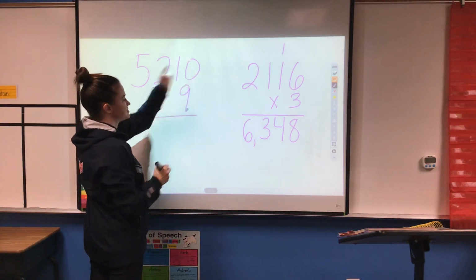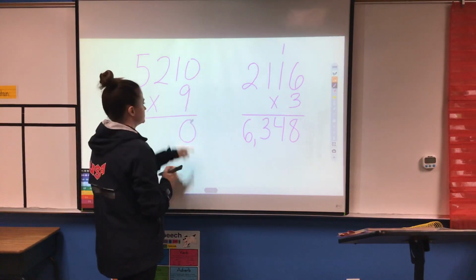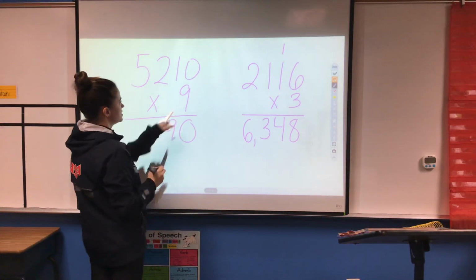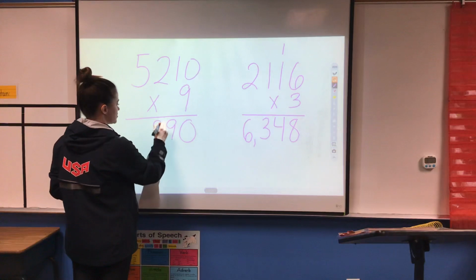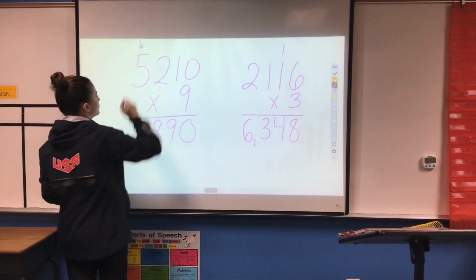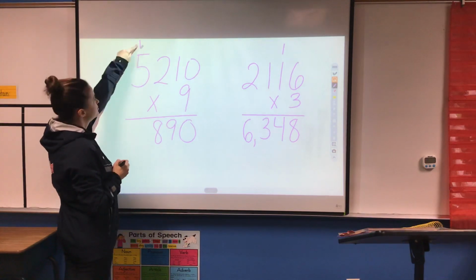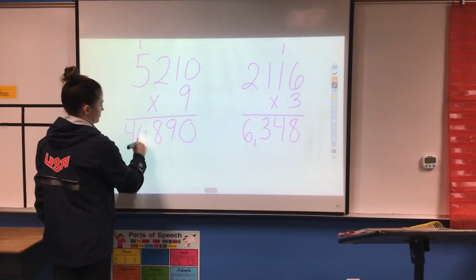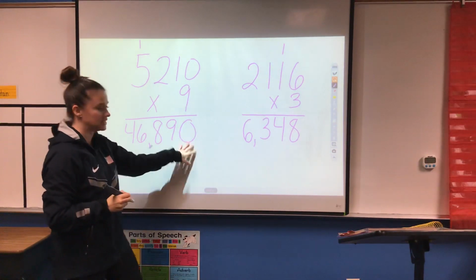So 9 times 0 is 0, because anything times 0 is 0. 9 times 1 is 9. 9 times 2 is 18, so you're going to put the 8 down in your answer, but you have to carry over the 1. And 9 times 5 is 45, plus the 1, don't forget it, makes it 46. So we got a big number here. You have 46,890.